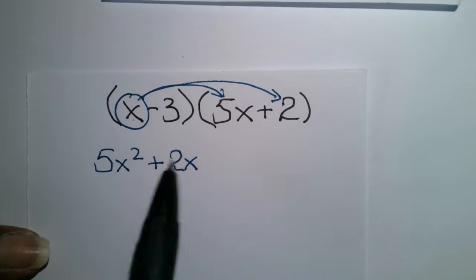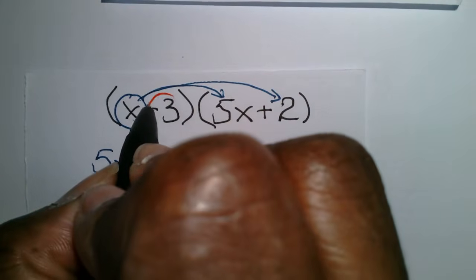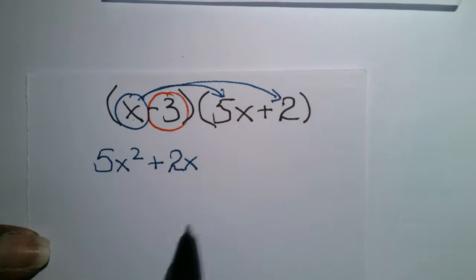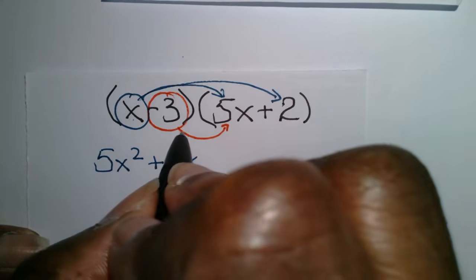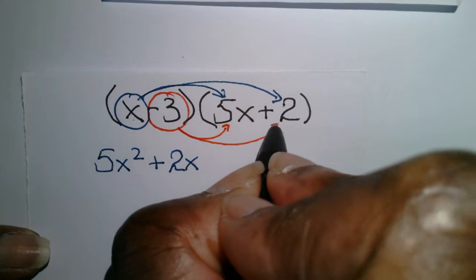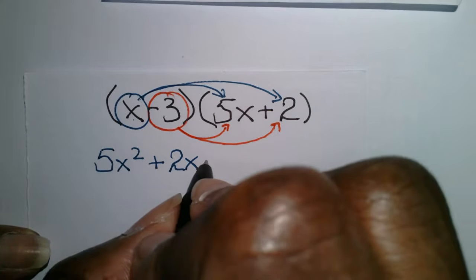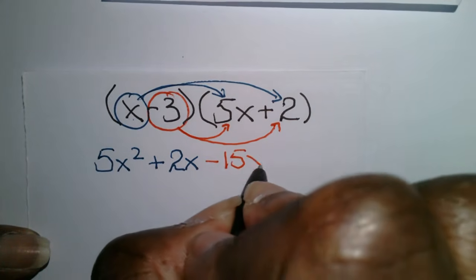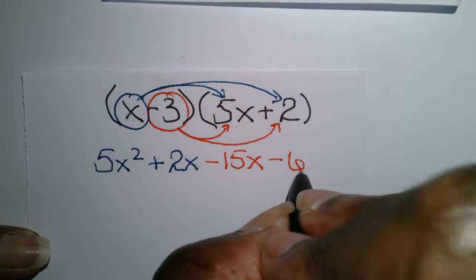X times positive 2 gives me a positive 2x. Now, this is the other part that screws a lot of people up. This time you're going to distribute not just the 3, but the negative 3. So when we multiply negative 3 to everything inside that parenthesis, negative 3 times 5 gives me negative 15x, and negative 3 times 2 gives me negative 6.